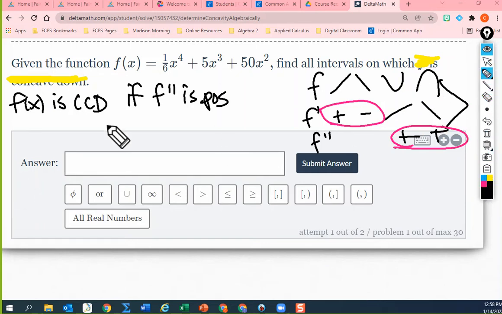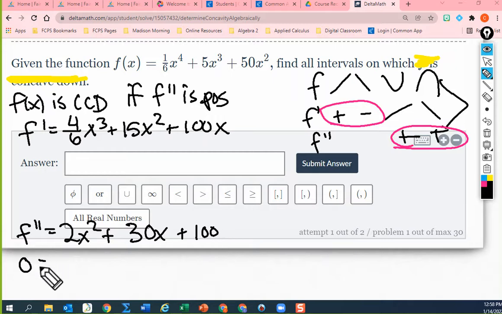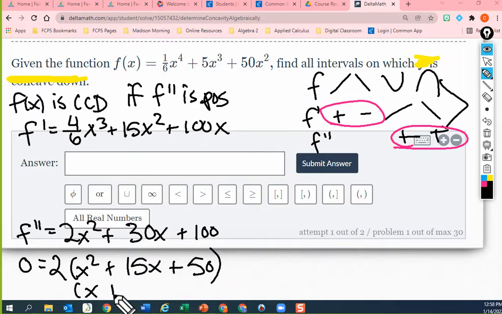So I need to start with the first derivative. 4 over 6x cubed plus 15x squared plus 100x. But I need the second derivative, so here's my second derivative. 2x squared plus 30x plus 100. So I need to find the zeros because I need the number line. Okay, so I get x plus 10 and x plus 5.